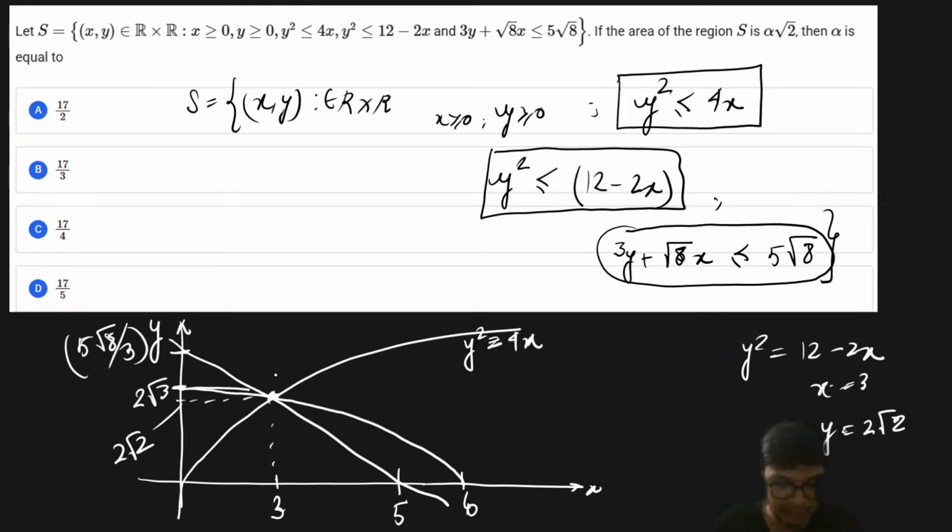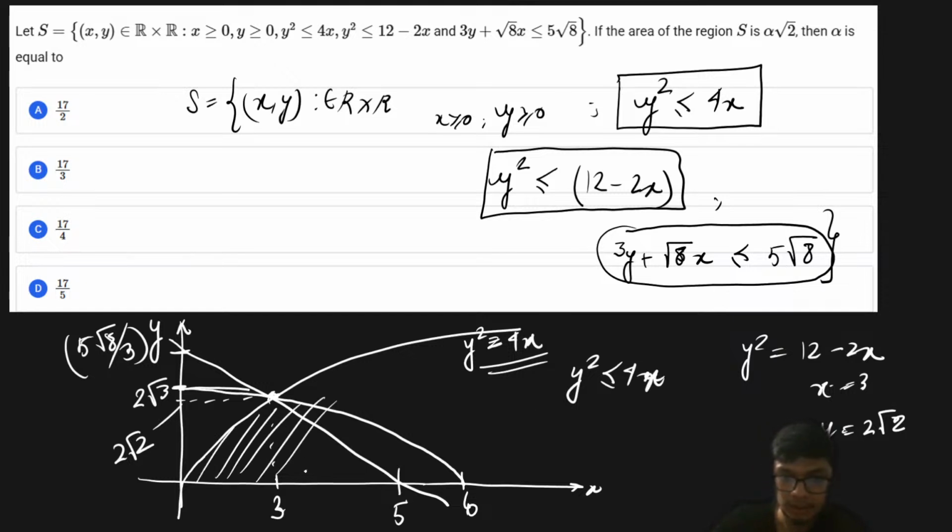Okay, so that basically means that this particular part is intersecting at this point over here. Now, if I try to plot the inequality region, for the first inequality, y square is less than or equal to 4x, it is basically talking about the region over here, right? This particular region over here.